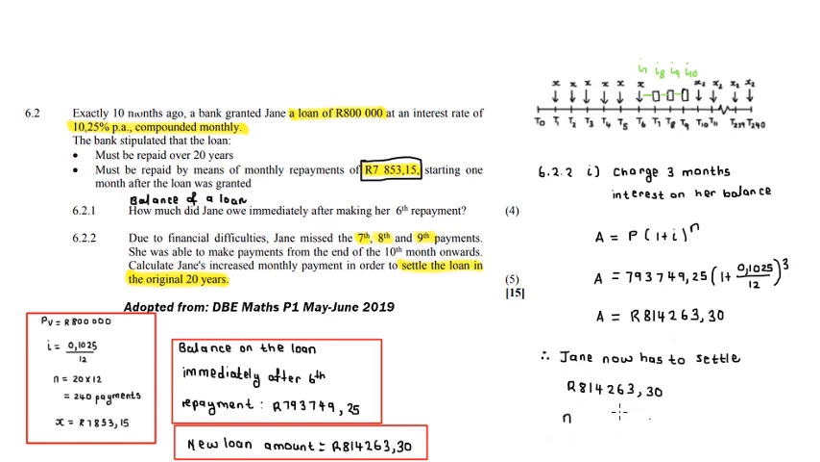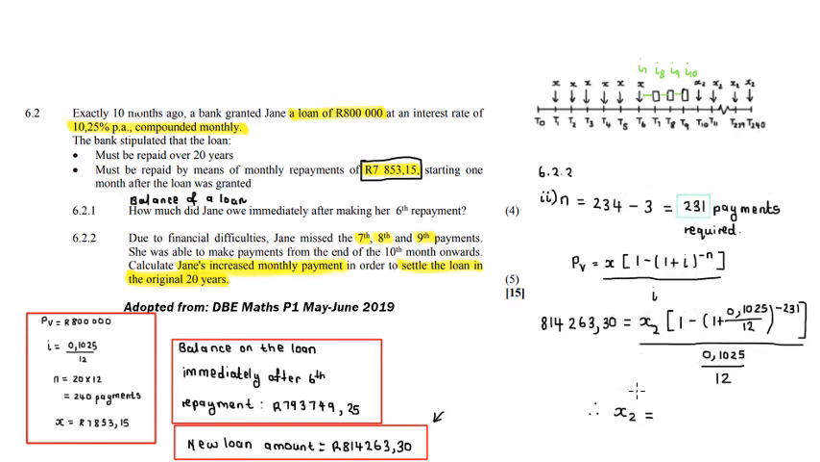So we figured out that after making her 6th payment, she was left with 234 payments remaining. Now she missed 3 of those required payments. So from these remaining payments, she still missed a further 3, which means that our new n value is now going to be 231 payments which are required if she still wants to settle this loan in 20 years.